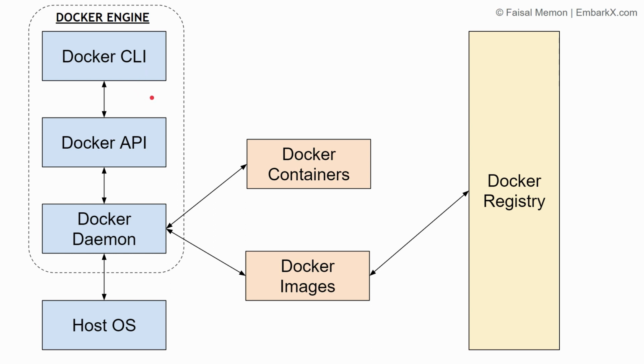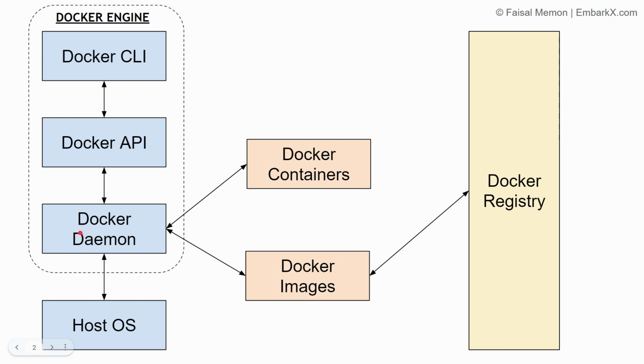So if you are a user and you want to communicate with Docker, you will execute some commands on the command line, and you will interact with the CLI, which is the command line interface. Now, Docker CLI will interact with Docker daemon to get those commands executed.